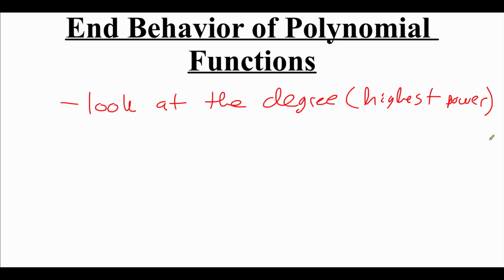And we're going to split our functions into two categories. The highest power could be an odd number, or the highest power could be an even number. And depending on what we're seeing, each type of graph is going to have its own specific end behavior.